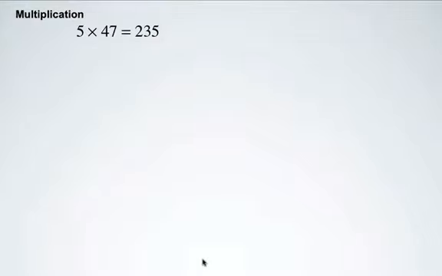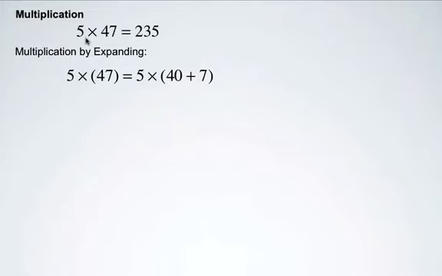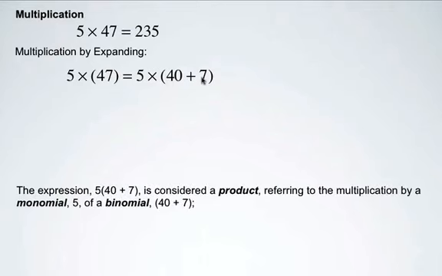So, let's look at multiplication. Multiplication by expanding. 5 times 47 is equal to 235. You can write this as 5 times 47, which is equal to 5 times 40 plus 7. The expression 5 times 40 plus 7 is considered a product referring to the multiplication by a monomial 5 and a binomial 40 plus 7. Here's the monomial, here's the binomial.